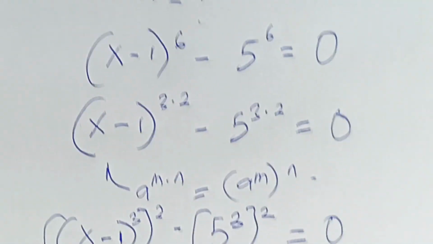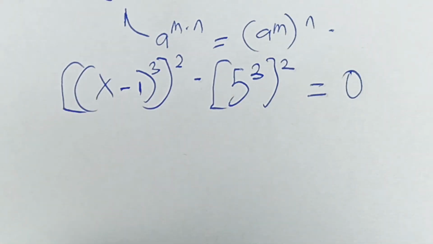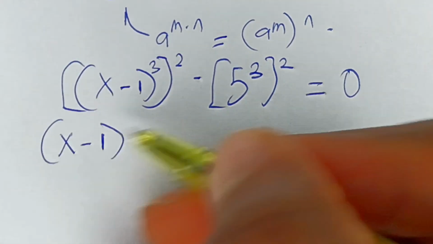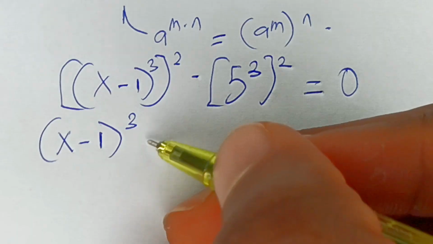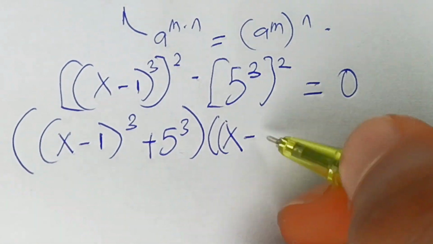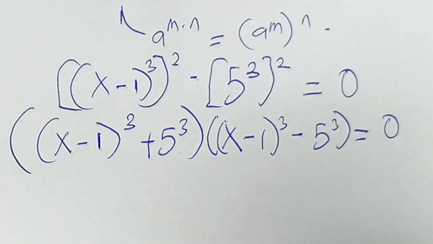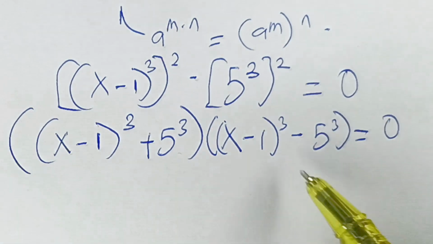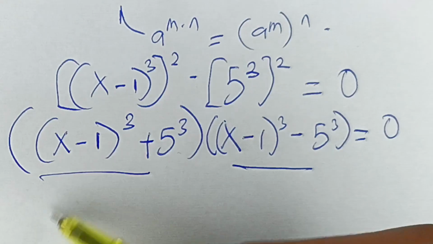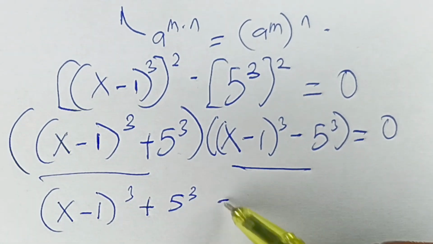Okay? Now, moving on from here, this is a difference of two squares. So we can say that this is going to become ((x − 1)^3 + 5^3) multiplied by ((x − 1)^3 − 5^3) = 0. Now, when the product of two things is equal to 0, it's either the first one is equal to 0 or the second one is equal to 0. So it's either that (x − 1)^3 + 5^3 = 0.